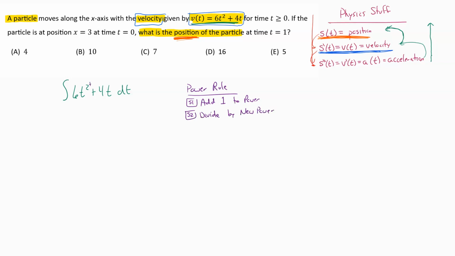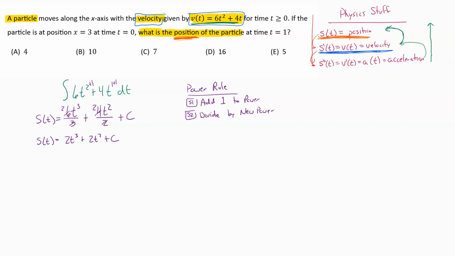So coming over here, I would add 1 to the power. That's going to get me 6t to the third over 3, plus the unwritten 1 right there. I add 1 to the power. That's going to get me 4t squared over 2. And then I get plus c. So what I've just gotten back is the general solution for my position function. If I clean that up a little bit, the 6 and the 3 can reduce down to 2t cubed plus the 4 and the 2 reduce down, giving me 2t squared. And I've got this plus c at the end though, right?